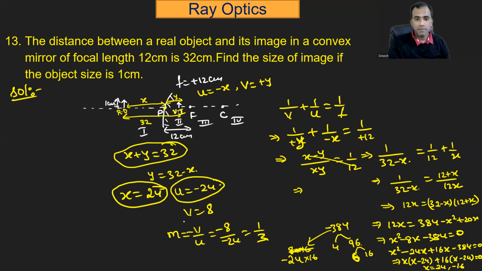So size of the image. What is the meaning of magnification factor? Magnification factor means m is equal to size of the image, height of the image, divided by height of the object. That is what is magnification factor, which we got as 1 by 3. So height of the image is equal to height of the object divided by 3. Height of the object is given as, sorry, 1 centimeter. If you substitute that here, it is 1 by 3 centimeters is the height of the image. So this is the answer.